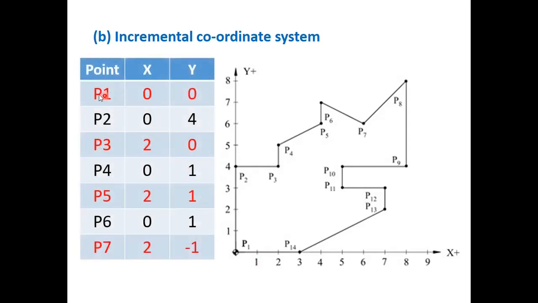Let's see, P1, so we are starting at the first point, so we have marked it as 0 0. Before P1 there is no point, so that's why it is marked as 0 0. Now if you go to P2, what is happening? For P2, P1 will become 0 0. So from here P2 will be measured. For P2, we are moving 0 in the x direction, no movement, and in the y direction 4 movement, so 0 comma 4.